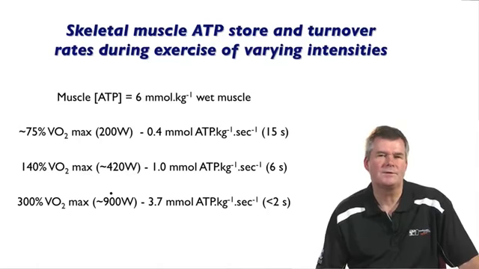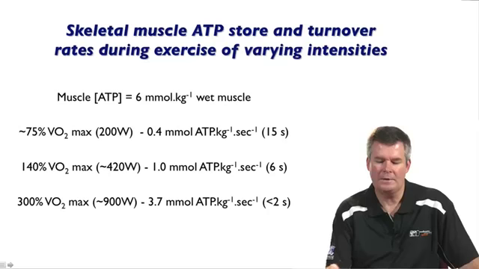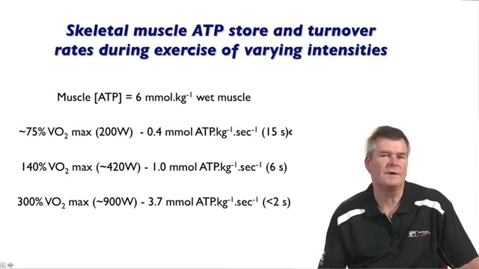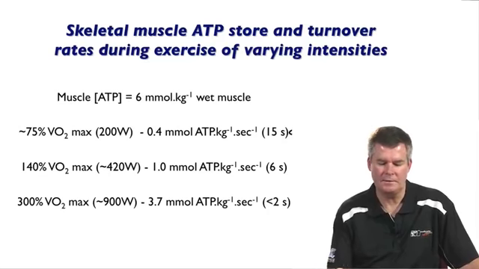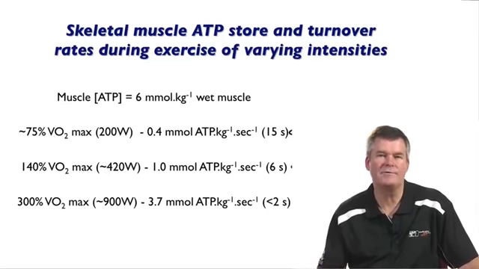The muscle ATP concentration is in the order of 5 to 6 millimole per kilo of wet muscle. If you're exercising at 75% of your VO2 max, reasonably moderate intense exercise, if you relied solely on the ATP within your muscle, you'd only be able to go for about 15 seconds. If you increase the exercise intensity to a higher level, say 140% of VO2 max, you'd go for about 6 seconds.